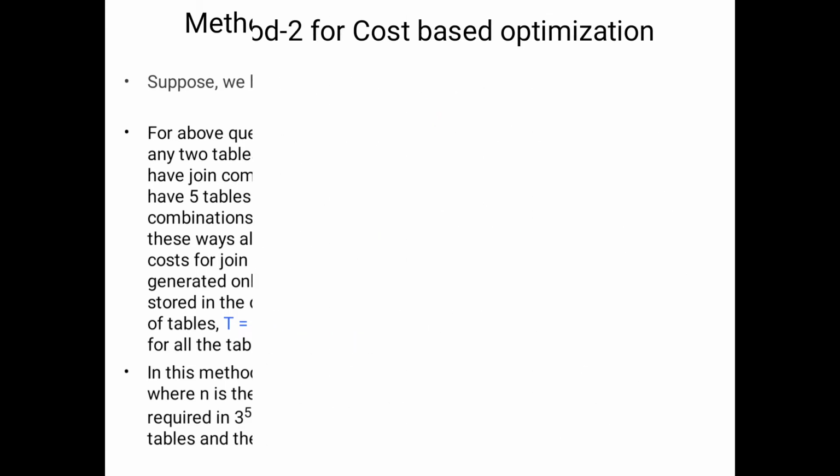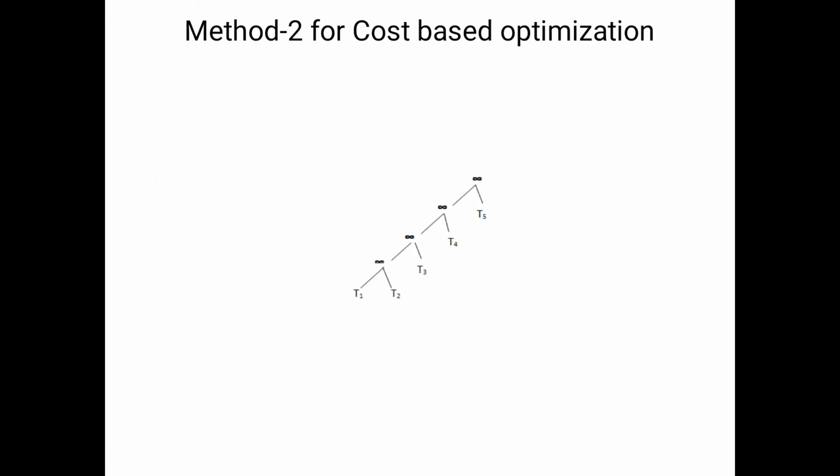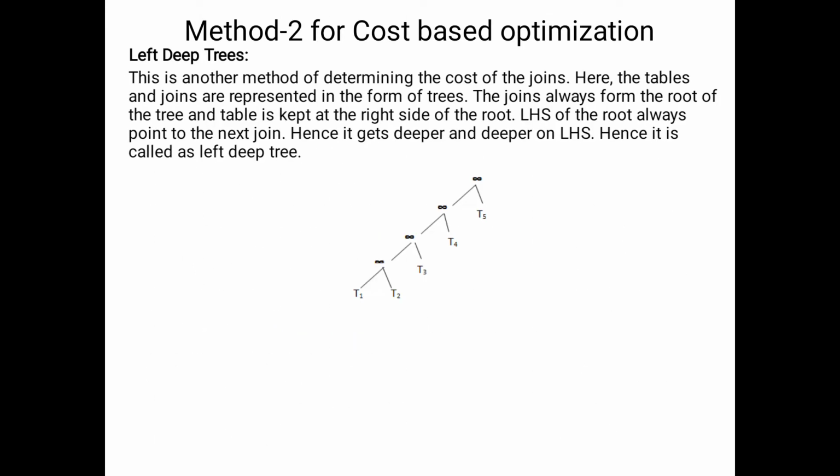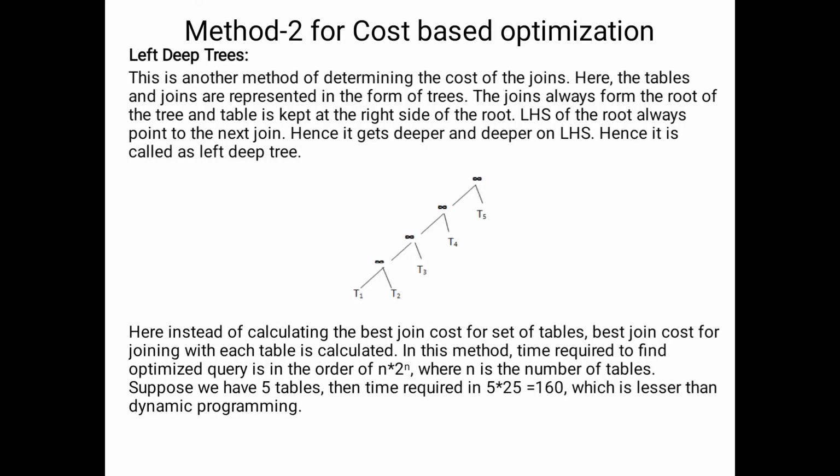Now we will move to the second method in cost based optimization. Here, with the help of left deep trees, we will find the cost based optimization. Please observe the diagram here. First we join T1 and T2, then we join T3. Here we have applied the left deep tree.